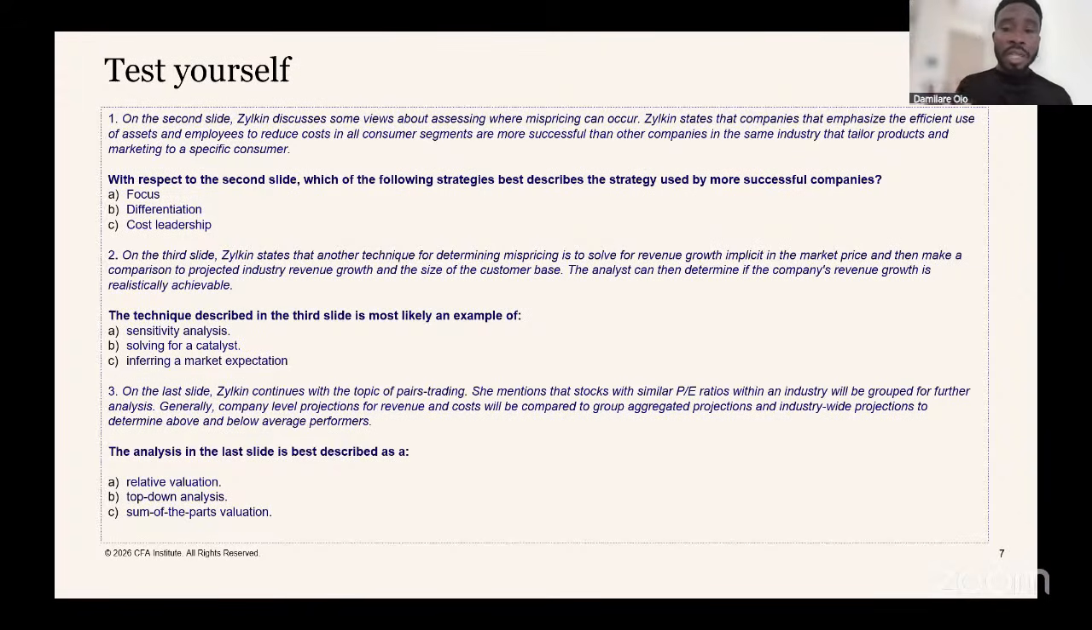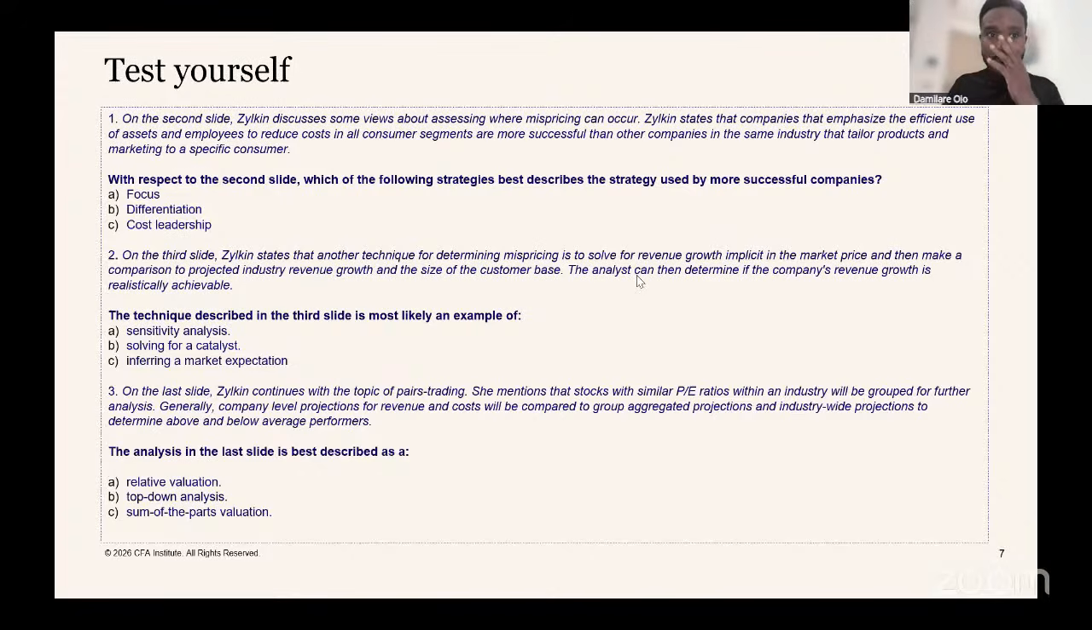Okay, so here we are talking about mispricing. So I will start reading again. On the second slide, Zilkin discusses some views about assessing where mispricing can occur. Zilkin states that companies that emphasize the efficient use of assets and employees to reduce costs in all customer segments are more successful than other companies in the same industry that tailor products and marketing to a specific consumer. So you see here it is comparing cost reduction across customer segments to those that focus on a particular specific customer segment. With respect to the second slide, which of the following strategies best describes the strategy used by more successful companies?